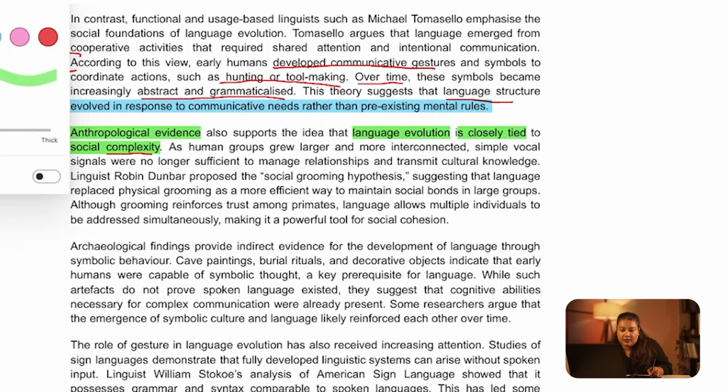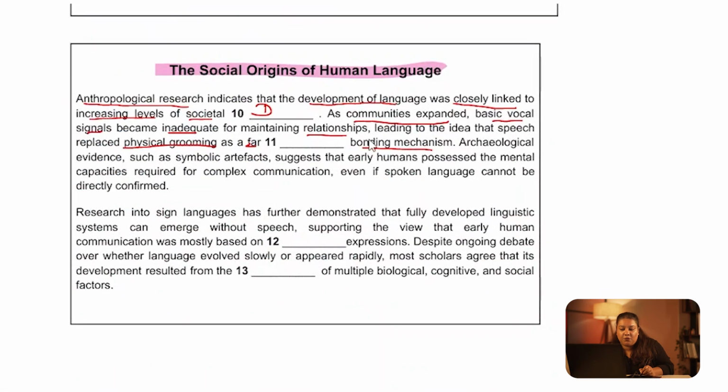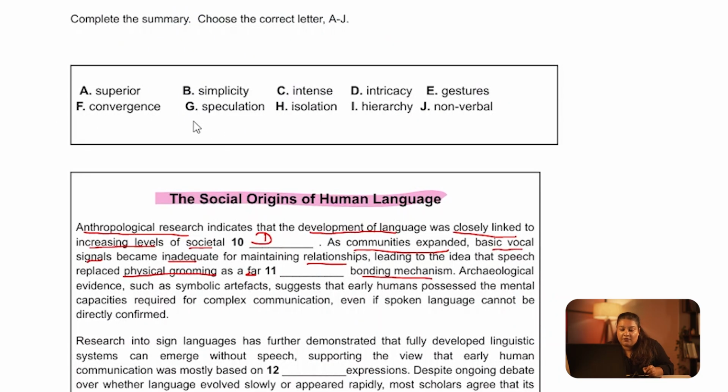So do you see that here it states as human groups grew larger? It is paraphrased. Communities expanded, human groups grew larger. So they're paraphrased and it became more interconnected. Basic vocal signals, here they've given it as simple vocal signals. No longer sufficient. Again, this is also paraphrased. Became inadequate. To manage relationships, in the question it is given as to maintain relationships and transmit cultural knowledge. So what is going to be the answer here? Physical grooming is here, more efficient way to maintain social bonds. Bonding mechanism. So the answer here is efficient. Far more efficient. Yes, physical grooming as a far more efficient bonding mechanism. Now this efficient needs to be matched with the synonym from the box.